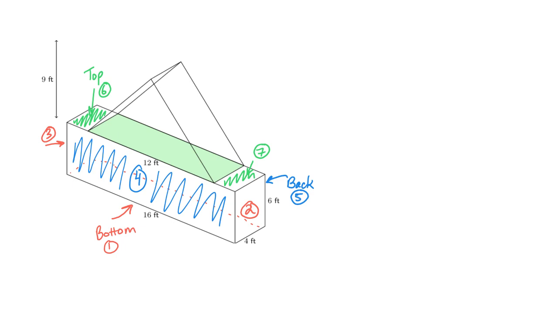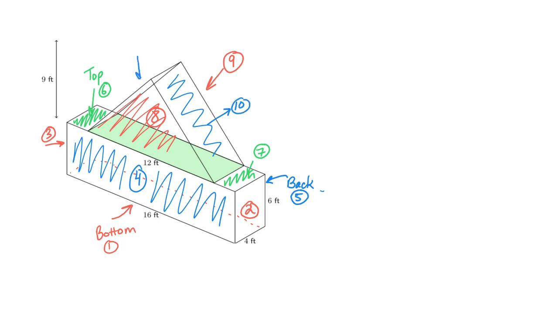And then as we get to the triangle, I have the front of the triangle. Let's call that number 8. And then I have the back of the triangle. I'm going to call that number 9. And then I have the sides of the triangle. Left side is going to be number 10, and the right side is going to be number 11. So all the different parts of this shape, starting from the bottom, going all the way around to the top, there are going to be 11 surfaces.